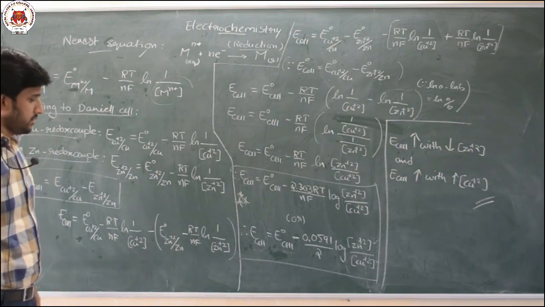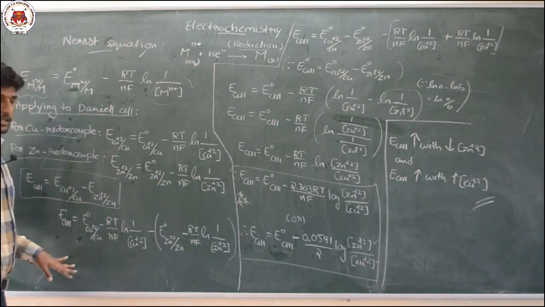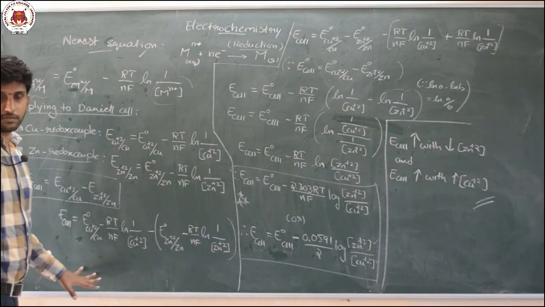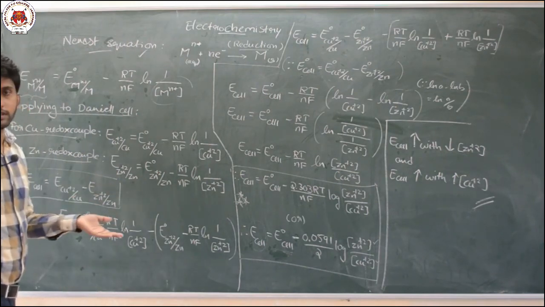Whichever it is, how the concentration of the ions affects the EMF is given by the Nernst equation. So with this, the galvanic cell concept of the Nernst equation is completed. We will see another application in the next class.